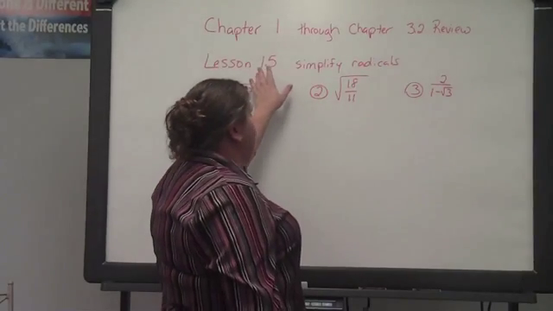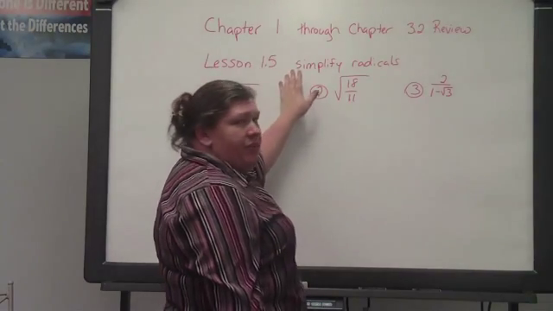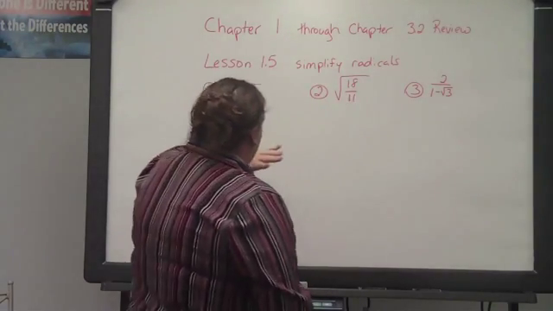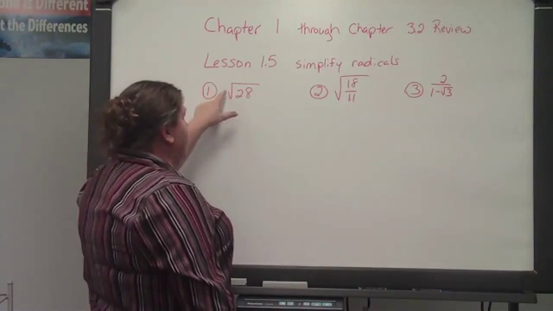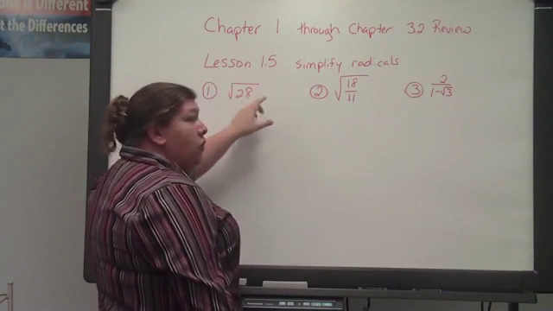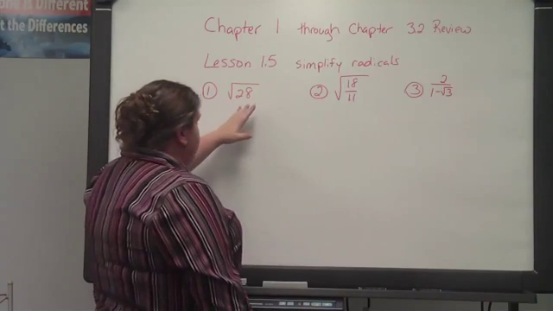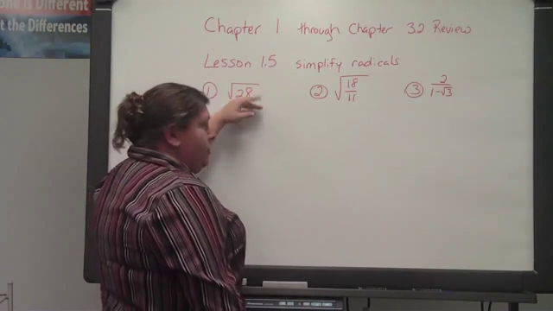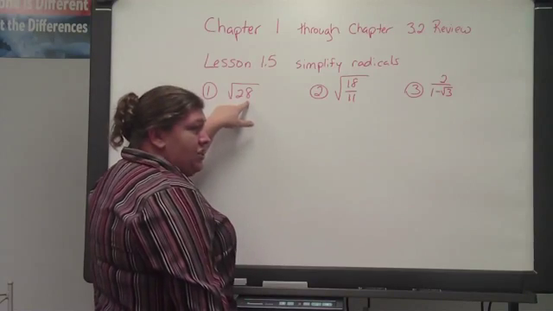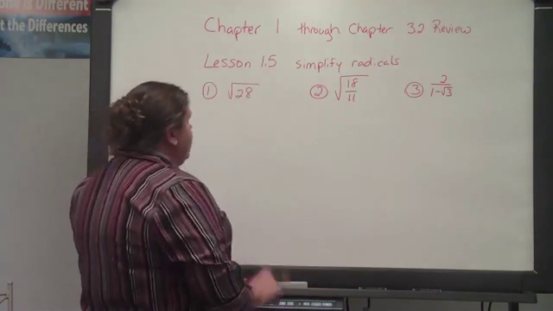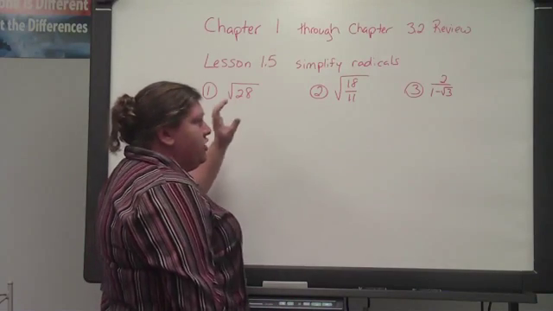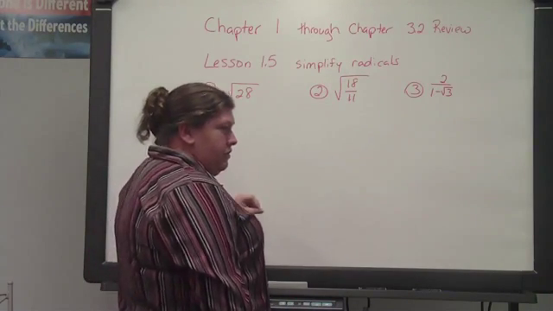Moving on to lesson 1.5, we are going to be simplifying radicals. And remember that a radical sign is the square root or any kind of root symbol. What is underneath it, which in this case would be the 28, is the radicand. What we want to do is see if there is any perfect square within 28.